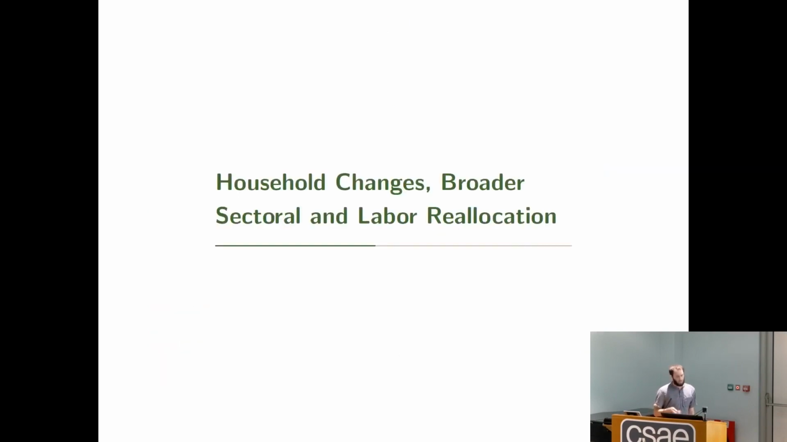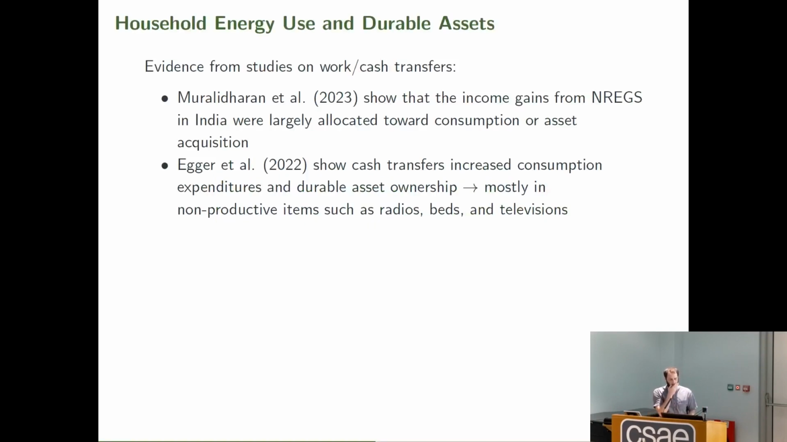Okay. So we've shown that there's reductions in poverty that are coming from the assets as well as the payments. But what we want to look at a little bit further is what are the broader changes that are happening? What are the changes that are happening within the household as well as employment changes? Okay. So there's two studies that have evidence on cash transfers or work programs.